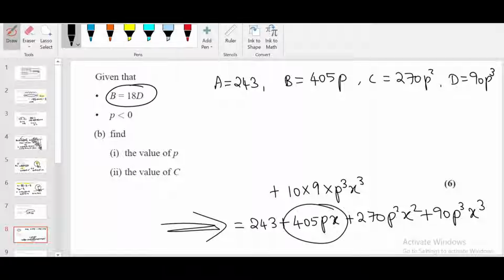Sub in the values here. b is equal to 405p, which is equal to 18 times d, 90p³. And it's given p is less than 0, so p cannot be 0. You cancel it, it becomes p².